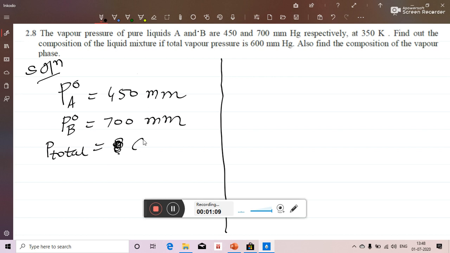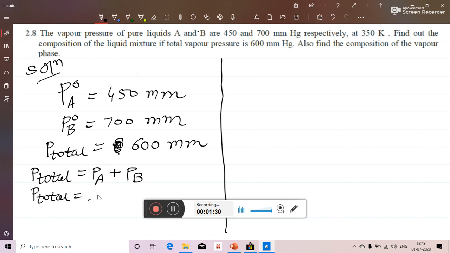Okay, the total pressure is given as 600 millimeter. We have to find out XA and XB. Now P total is equal to PA plus PB. So P total is equal to, now instead of PA what we will write? Instead of PA we will write PA naught into XA, plus instead of PB we will write PB naught into XB.